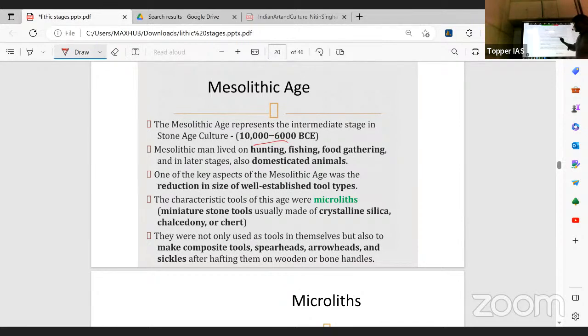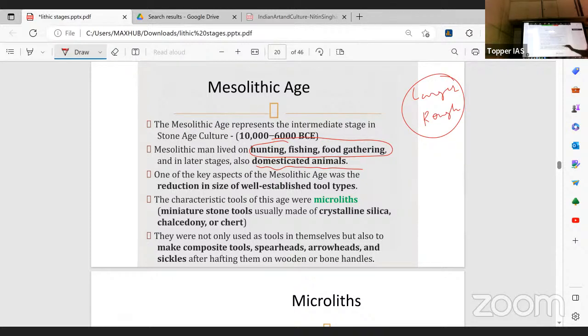So here also they depended on hunting, fishing, and food gathering, but they started domesticating animals. Okay, so Mesolithic people started domesticating animals, right? And stone tools, in the Paleolithic, they used to be larger in size and rough in shape. Okay, right? So larger stone tools plus rough stone tools.